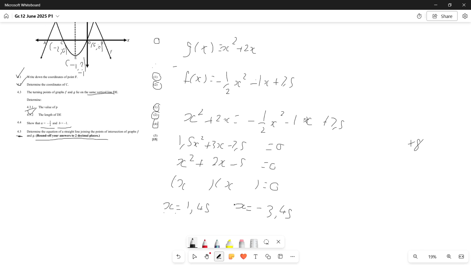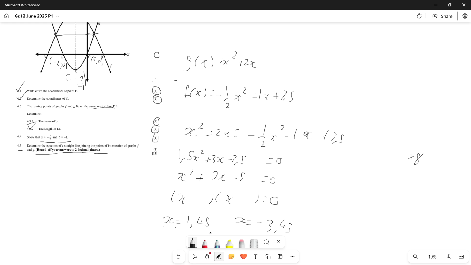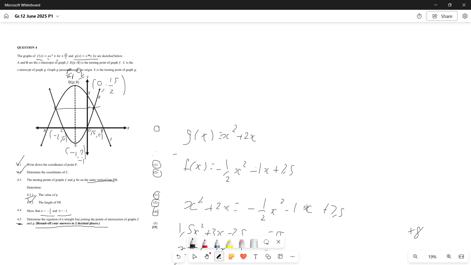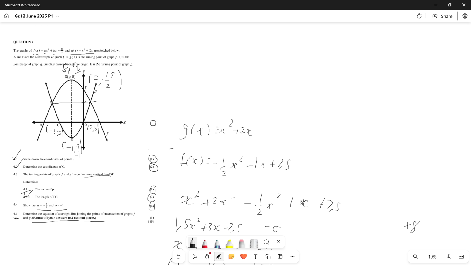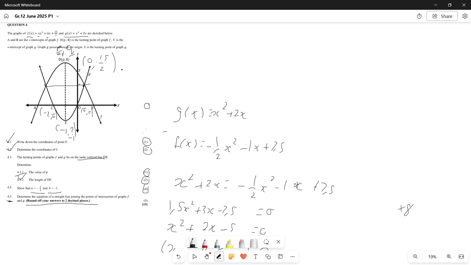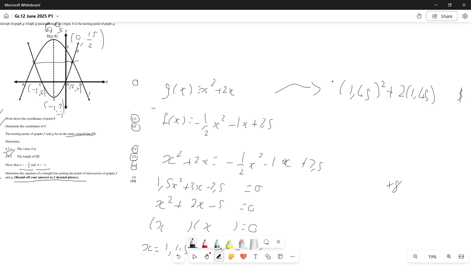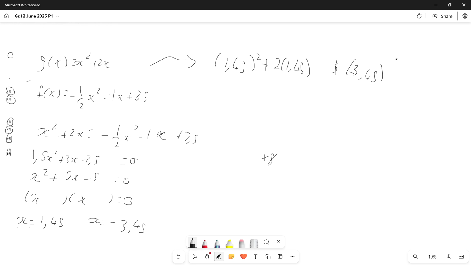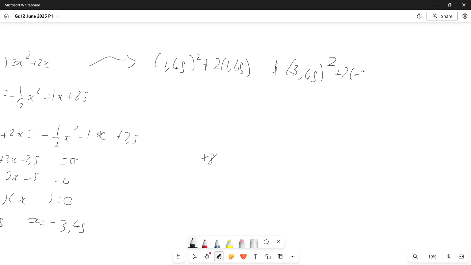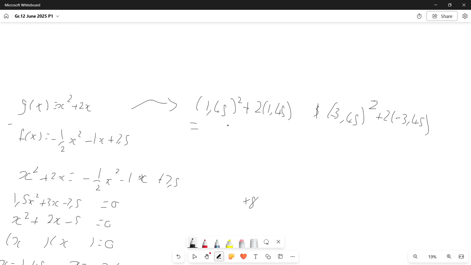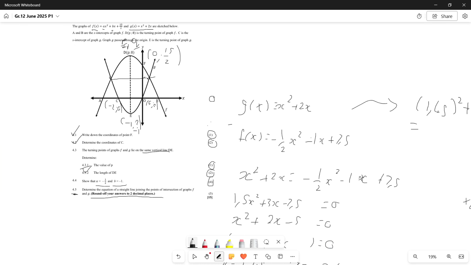In order to determine the equation of the straight line, we are going to have to get the y values. So we're going to have to sub both these x values in so we can then get the gradient. So it'll be easier to just plug it into our g of x graph, considering these x's live on both graphs. So over here, we have 1.45 squared plus 2 times 1.45, and minus 3.45 squared plus 2 times minus 3.45. So I'm just going to solve for those 2 y values now. So we have our 2 coordinate pairs for this intercept and that intercept.